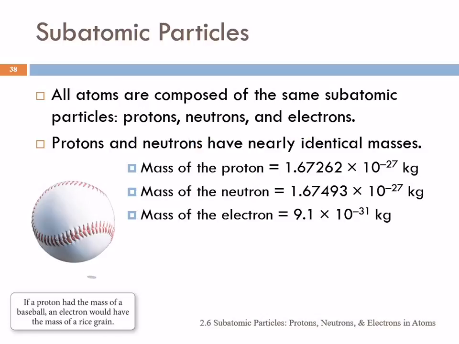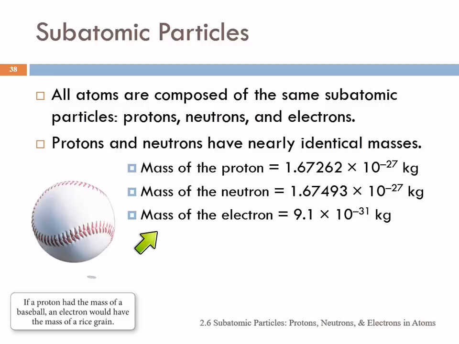All atoms are composed of the same three subatomic particles. So protons and neutrons have nearly the same mass. Here's the mass of one proton, here's the mass of a neutron. They're both crazy small, 10 to the minus 27 kilograms. So 0, decimal point, 26 zeros, and then the number 1, kilograms. Really small. But look how similar these are. They differ in the fourth decimal, or the fourth significant figure. So for most purposes, they are the same.